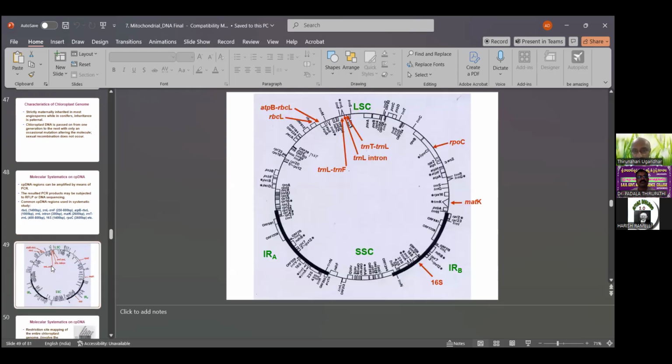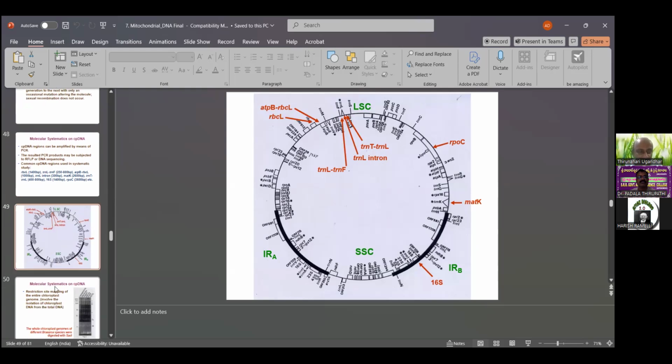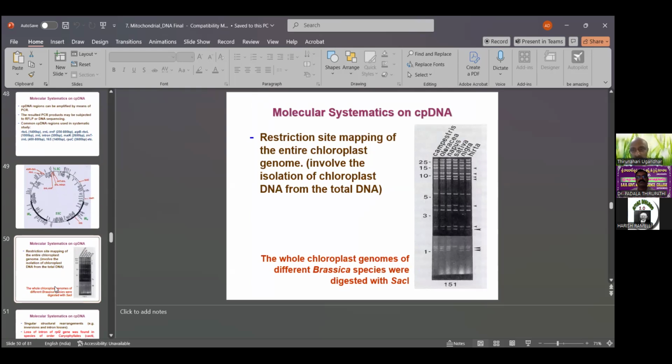So these are the total cpDNA qualities of maize and other types of angiosperms. This is molecular systematics based on cpDNA. It involves restriction enzyme identification and agarose gel electrophoresis. The gene qualities, the gene nature or DNA structure, are studied in this figure of the molecular systematics of cpDNA.